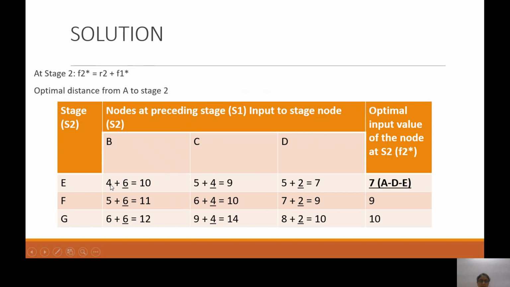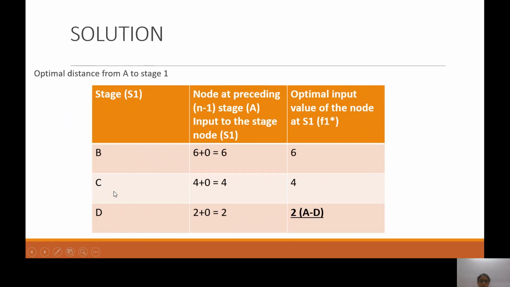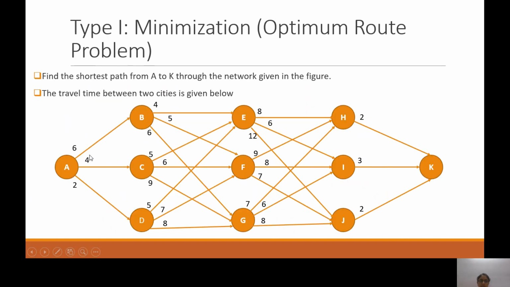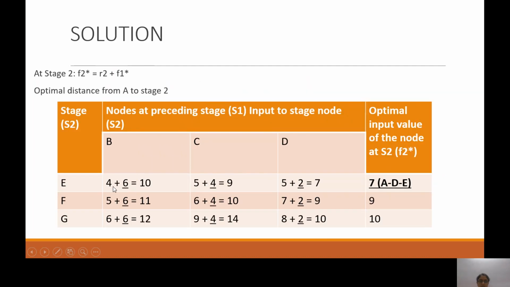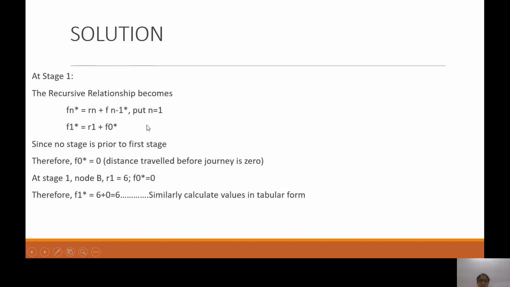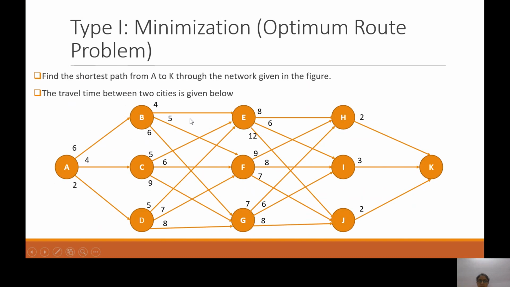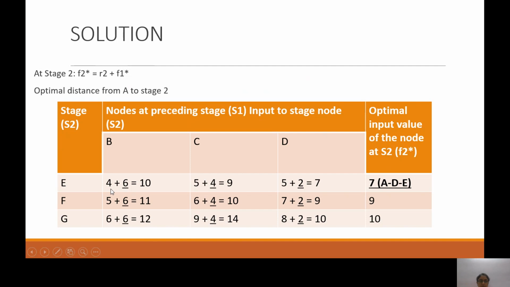B to E was how much? Up to B it is 6. Okay, so the 6 value will be as it is. 6 plus 4 is this, B to E. Then B to F is 6 plus 5. And B to G is 6 plus 6. That is what is written over here. These are the values of 6.